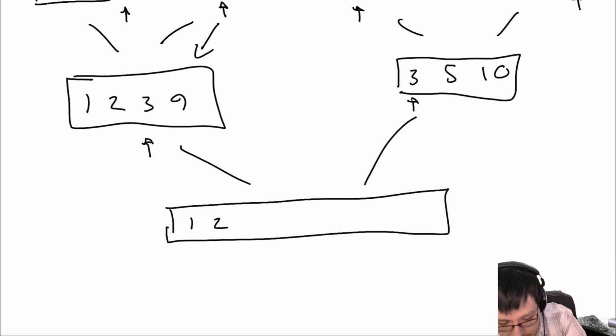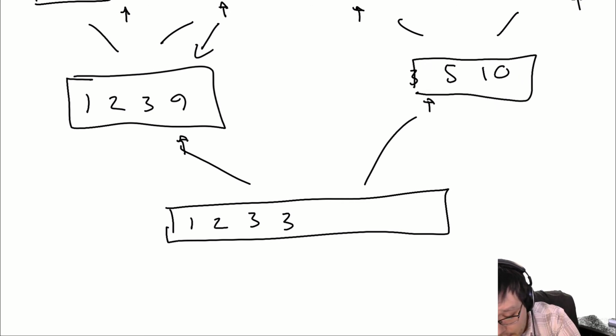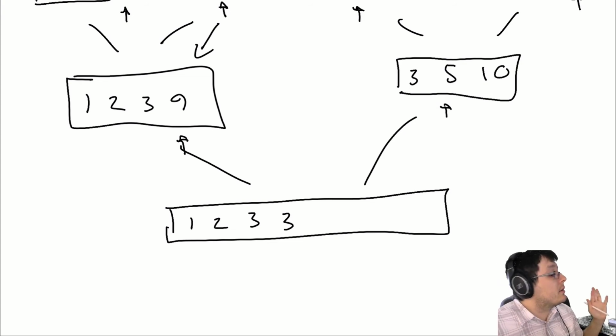So we're going to take this 3 over here and copy it down. Okay, and then we can move our arrow to the next number, and then of course the 3 on that side is smaller, so we can copy that 3 down. As long as you do that, this is a stable sorting algorithm.